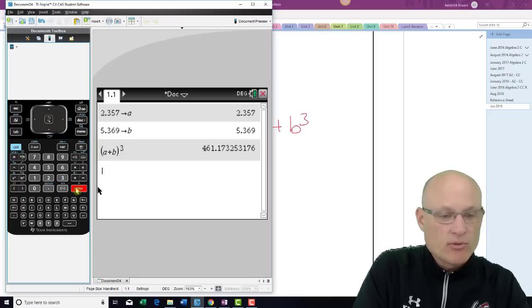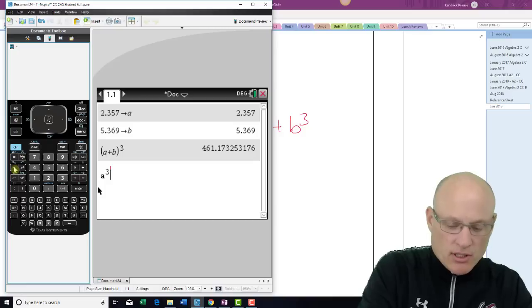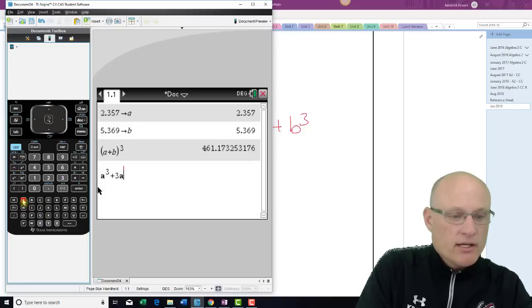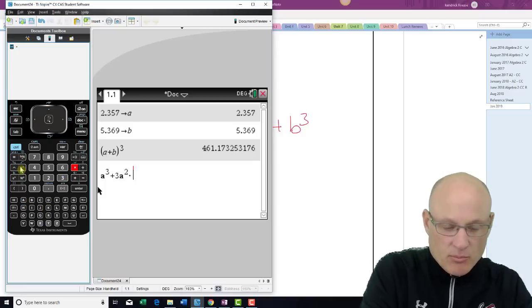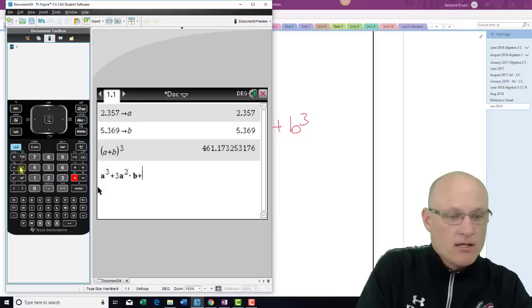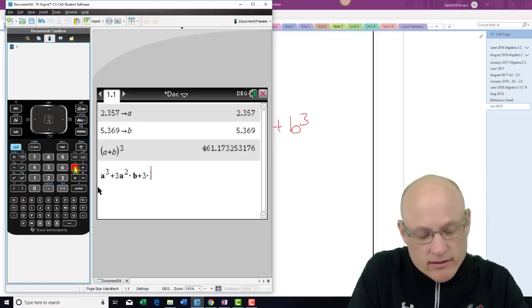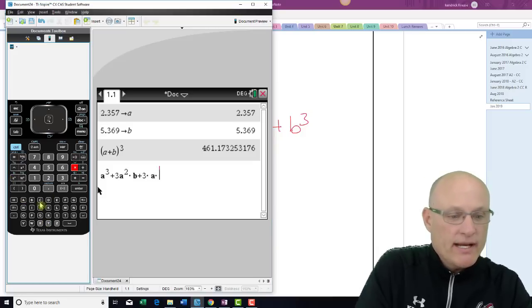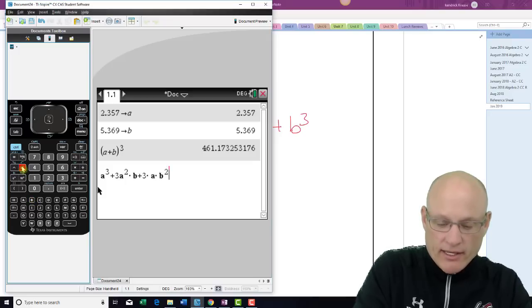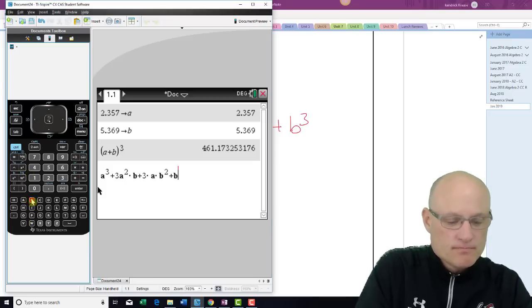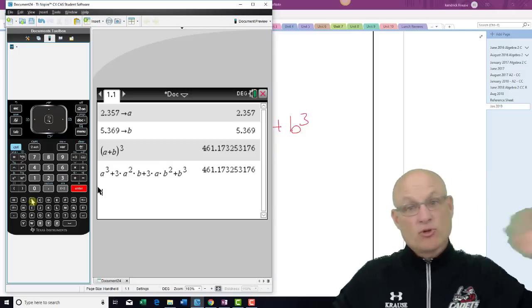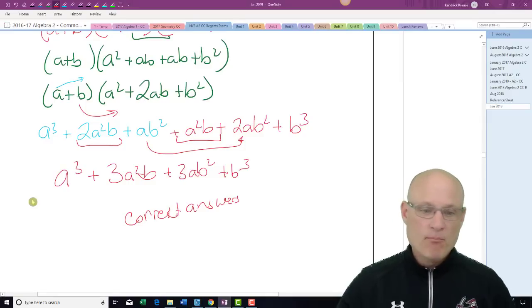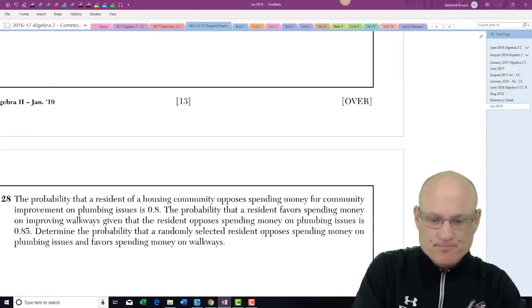Enter, you get some ridiculous number, and then you're going to type in a cubed plus 3a squared times b. Anytime you put two letters next to each other, put a times symbol. Plus 3 times a times b squared, and then plus b cubed. Same number. So I know I got it right. I can guarantee that one. Buddy. All right. I'll be right back.